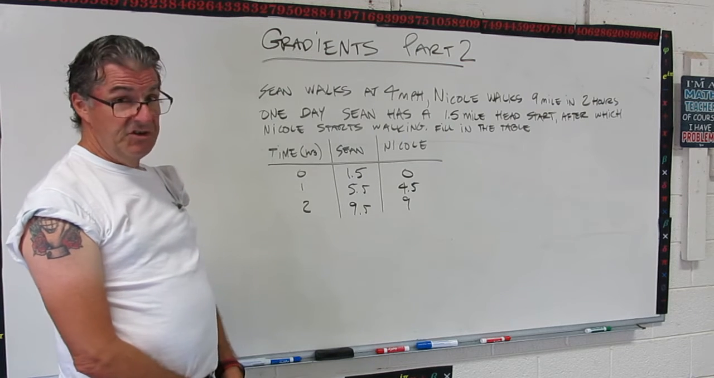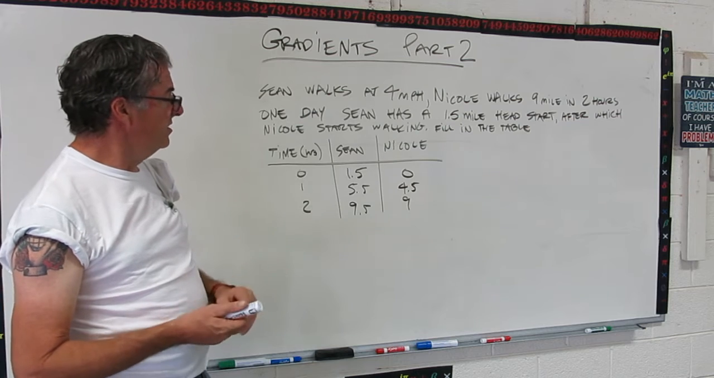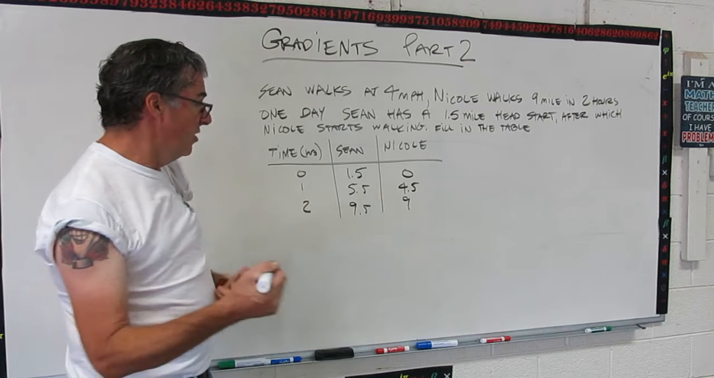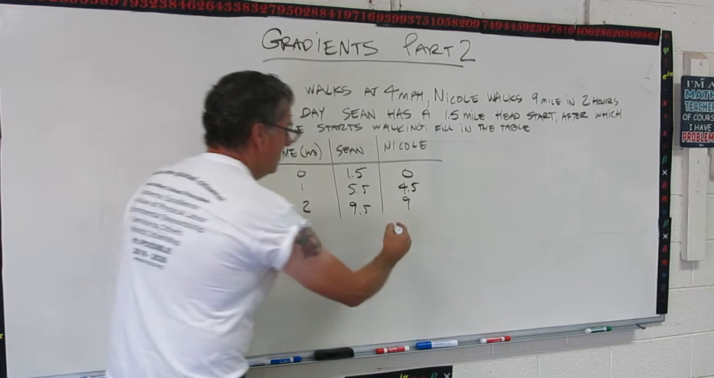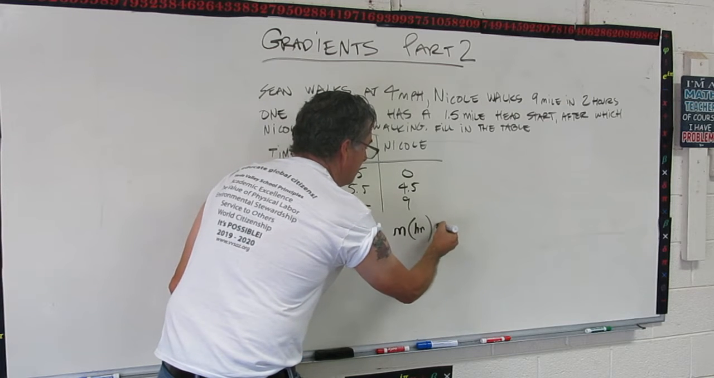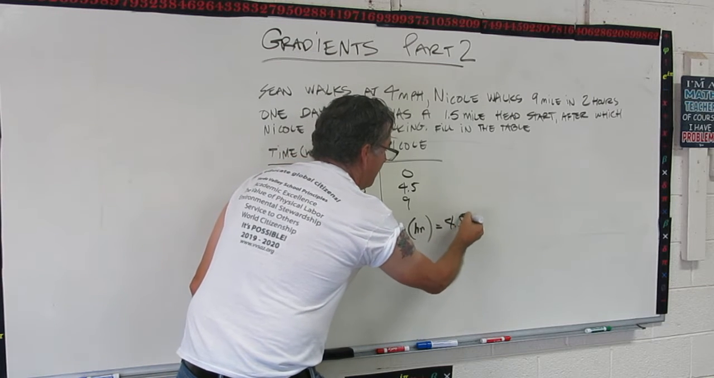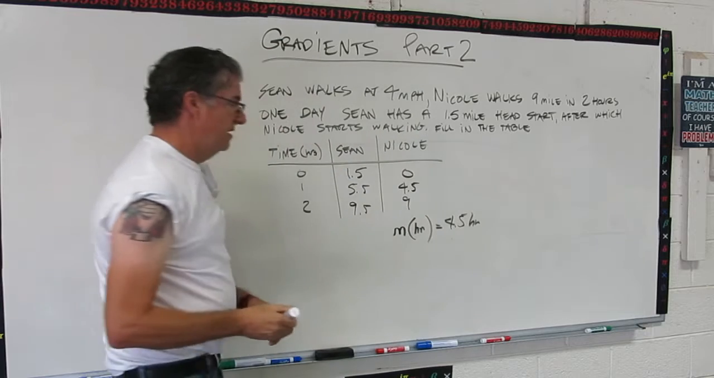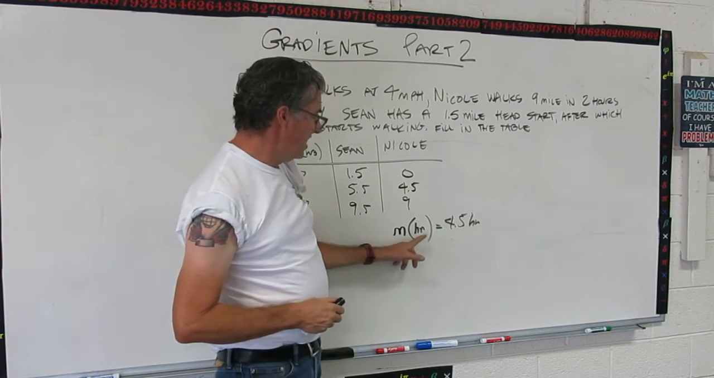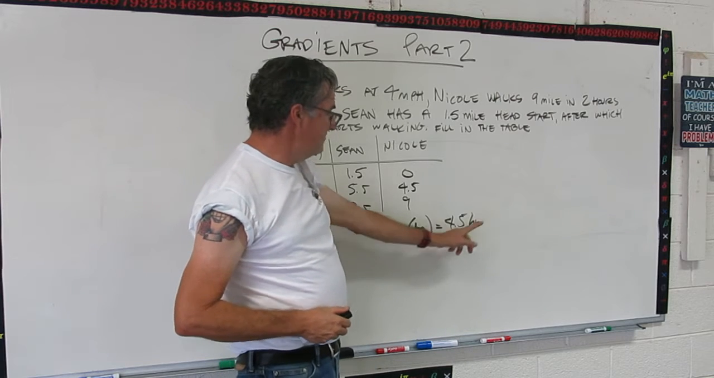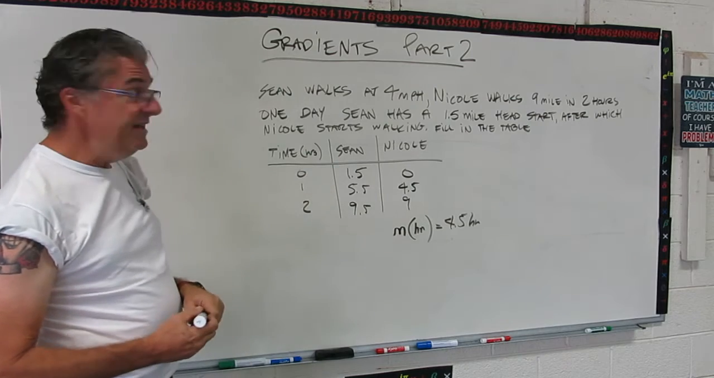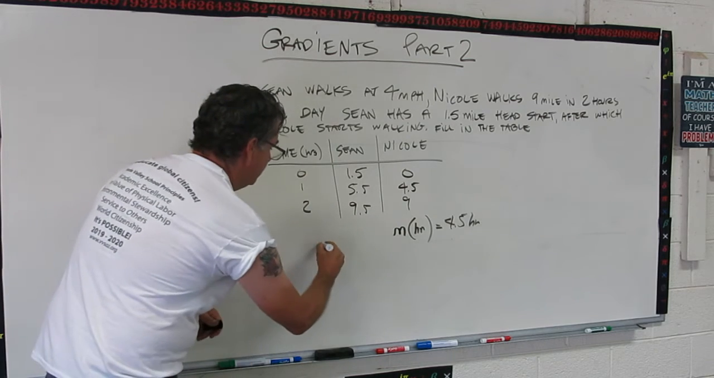Okay, I'm going to do Nicole's first because it's a little bit more simple. She walks at 4.5 miles per hour. So I'm going to write this in function notation. Miles as a function of hours is going to equal 4.5 miles per hour times hours. And that's it. That's what she does. Miles is a function of time, which is hours. It's just 4.5 times the number of hours she walks. Now in this case, for Sean, it's going to be a little bit more complicated.